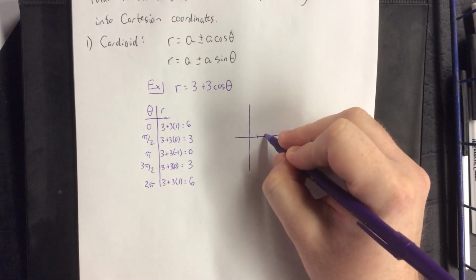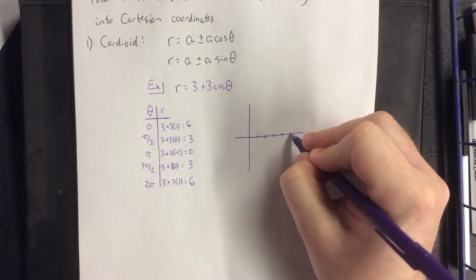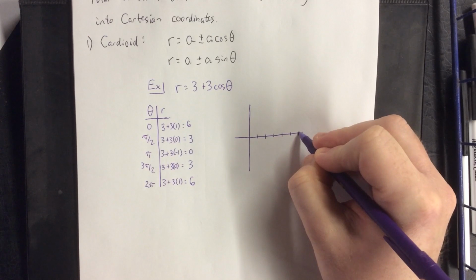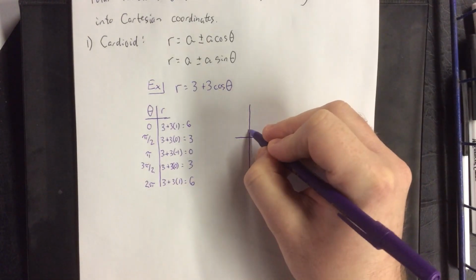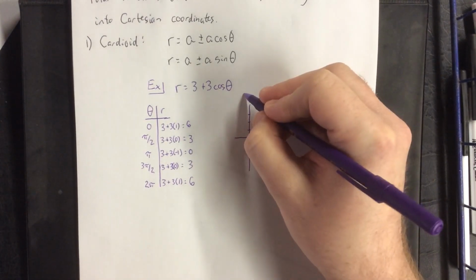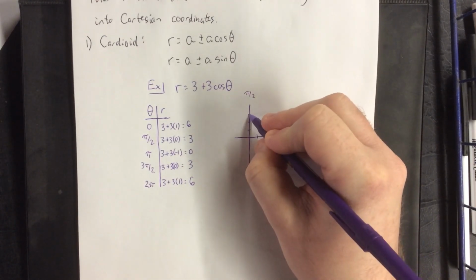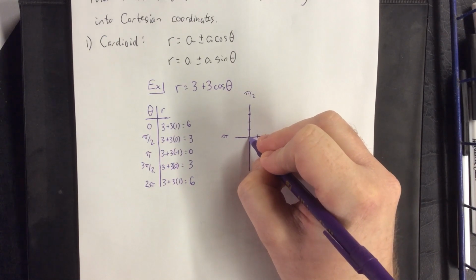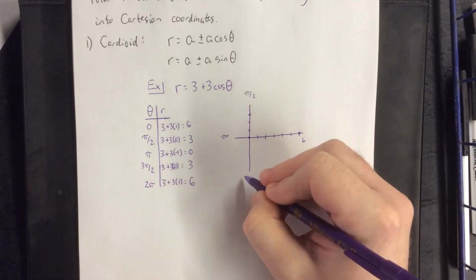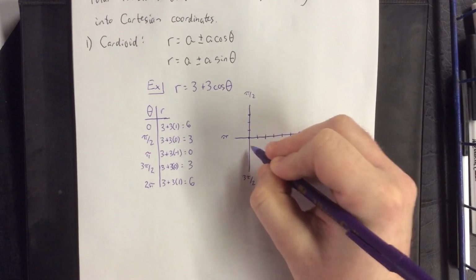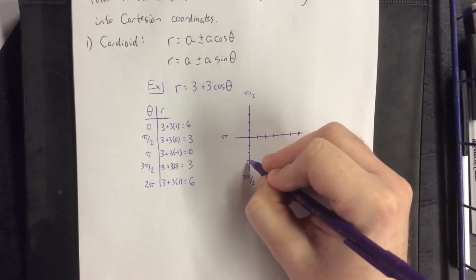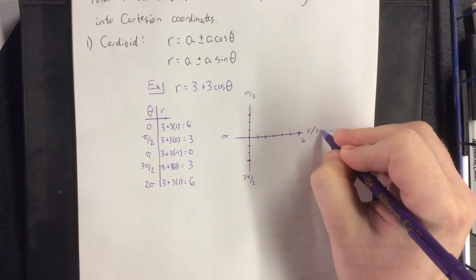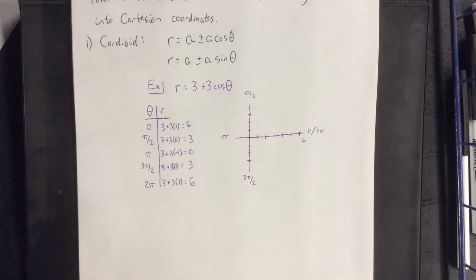So what I'd like to do is plot all of these points together in polar coordinates. Here is an r value of 6. At pi over 2, we had an r value of 3, so in the direction of pi over 2, we'll go up 3 units. In the direction of pi, we got 0. That'll be a point right at the pole. In the direction of 3 pi over 2, we got an r value of 3. And then in the direction of 0 or 2 pi, we once again get an r value of 6.